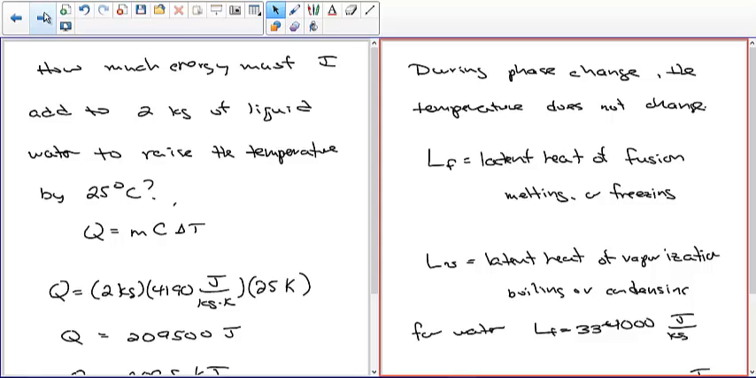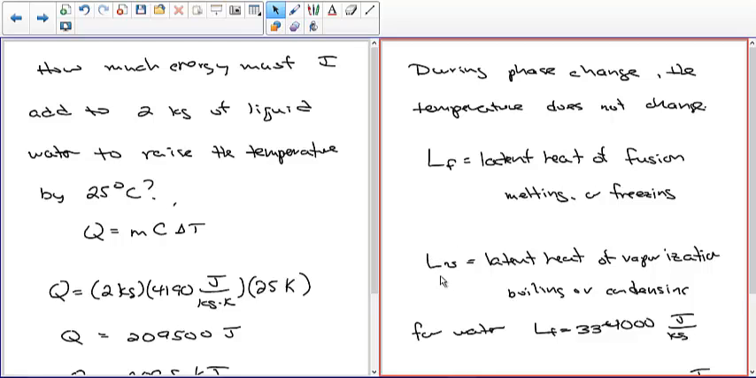Now, during the phase change, as I said, the temperature does not change. And we have two quantities. These are physical properties of the material. You have what's called latent heat of fusion. So L stands for latent heat, F stands for fusion. And that's either melting or freezing. So if you're putting energy in, you're melting it. If you're taking energy out, you're freezing it. But the process is fusion. So this is not latent heat of freezing, it's latent heat of fusion.